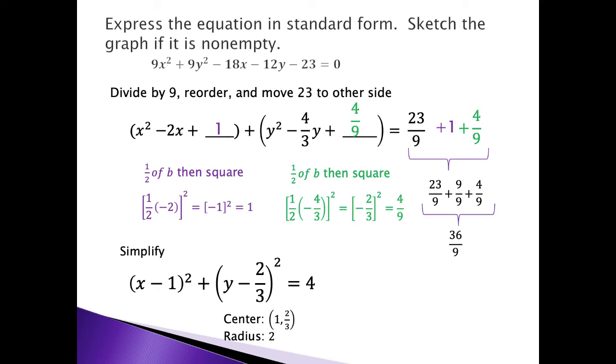Our center is (1, 2/3), and our radius is 2. So for our graph, we plot (1, 2/3), and we draw our radius and make a circle.